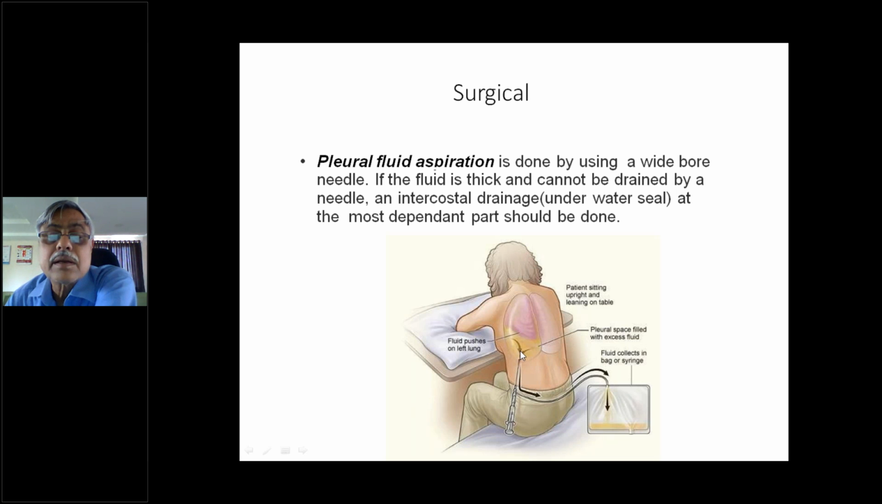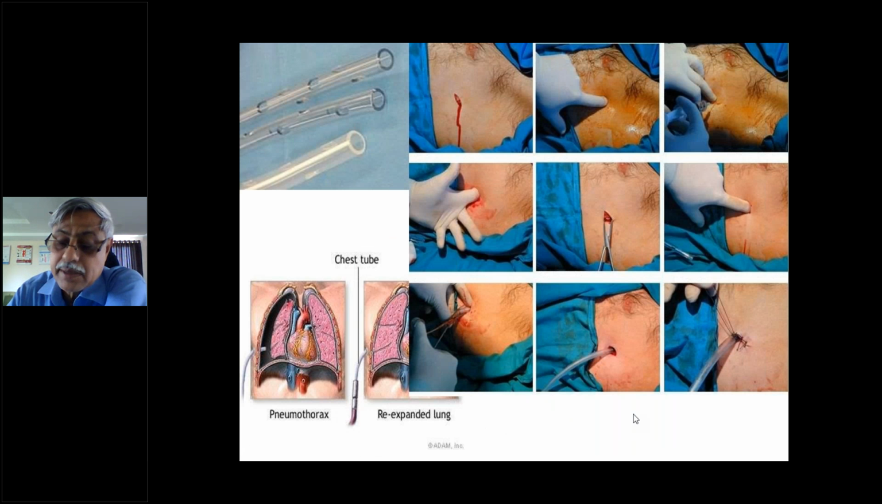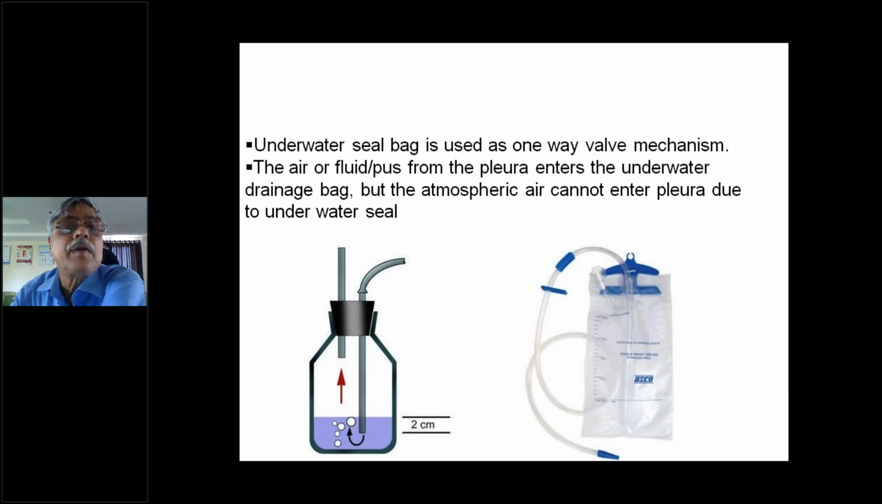Of course, the fluid, that is the underwater drainage, should be there. The underwater seal bag is like this. This is the pleural fluid coming like this. This is the atmosphere. So underwater, some fluid is there.